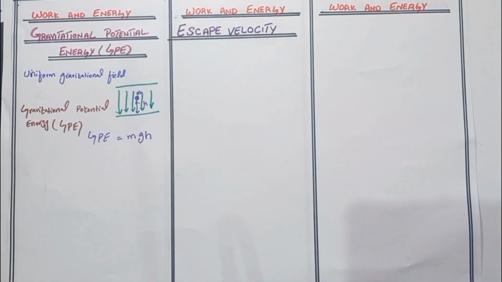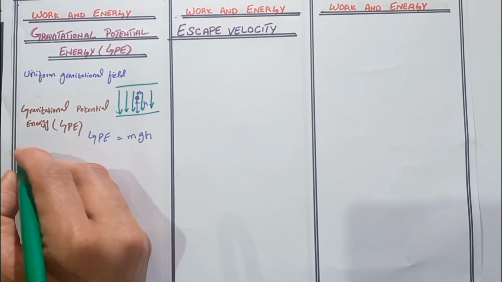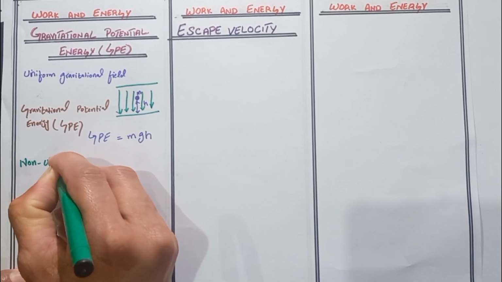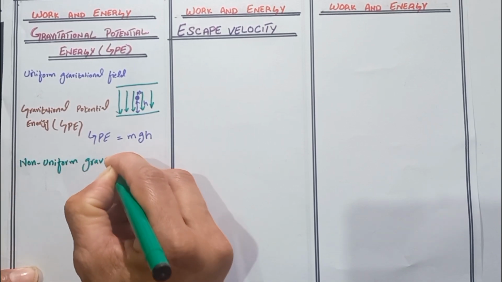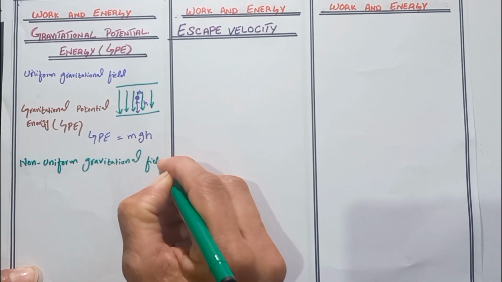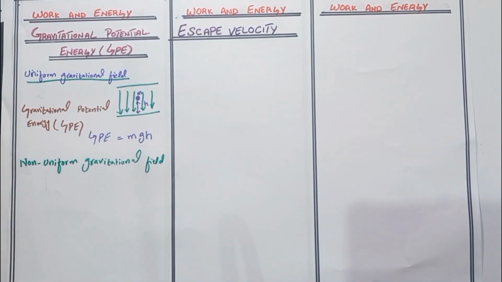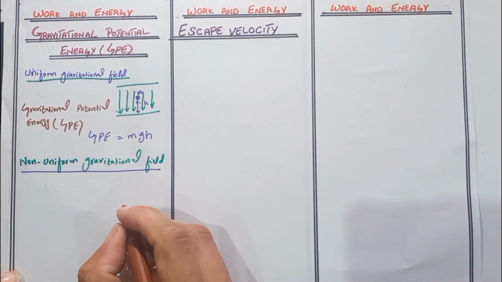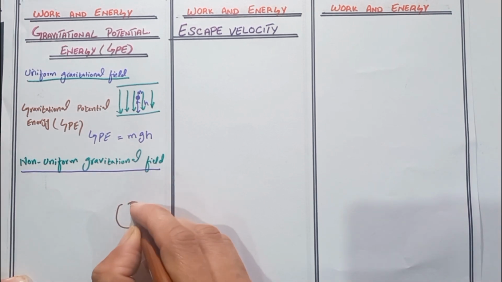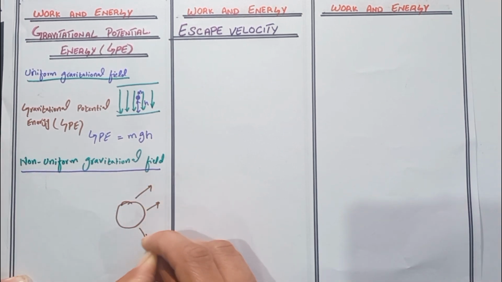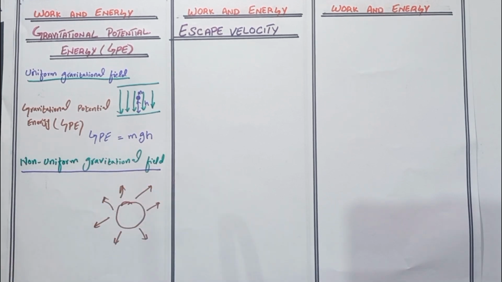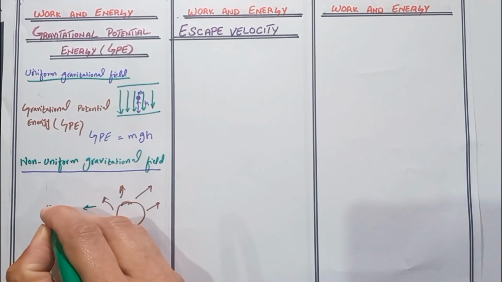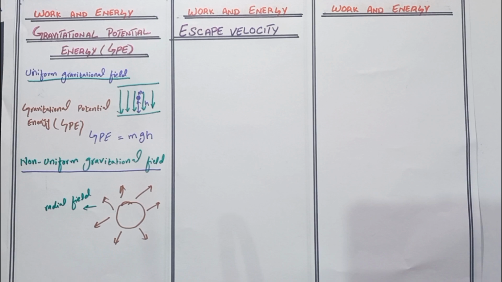Now we discuss the gravitational potential energy in a non-uniform gravitational field. In a non-uniform gravitational field, we take the example of an object that has spherical symmetry, which creates a radial field. This field is the radial field.